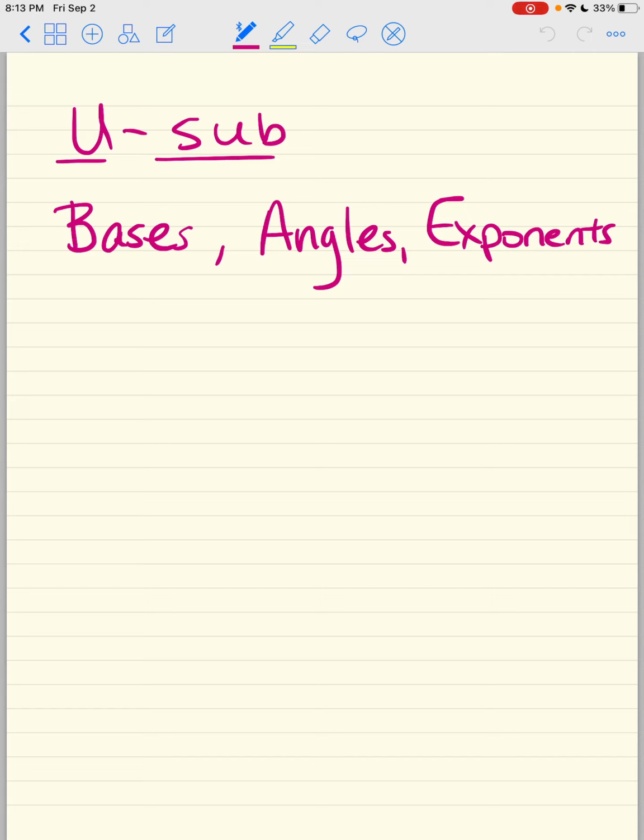U substitutions happen to bases, angles, and exponents, depending on if you're talking about exponential functions. That's when the exponent is our u. If we're talking about trigonometric functions, that's when the angle is our u. Or when we're talking about a binomial or a sort of polynomial that's being raised to a power other than 1, that's going to be our u.